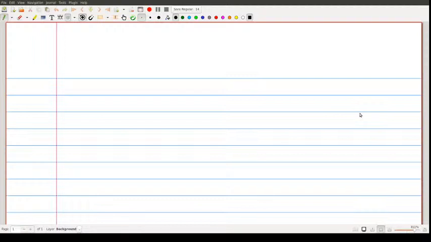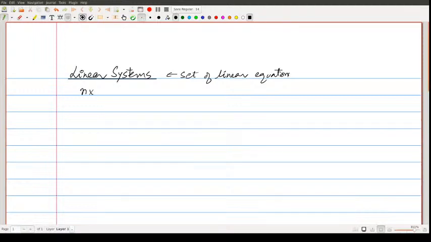So let's talk about linear systems, right? The idea is to solve linear systems. And again, just to recap, a linear system is nothing but a set of linear equations. And for the sake of this discussion, at least for now, we're going to limit ourselves to n by n systems, right?